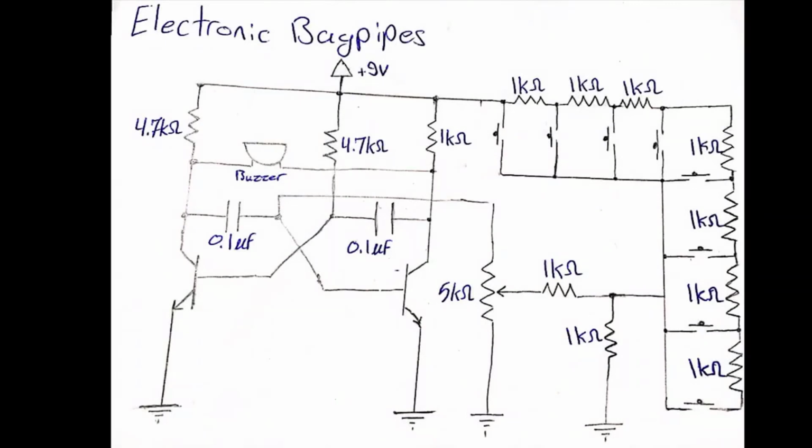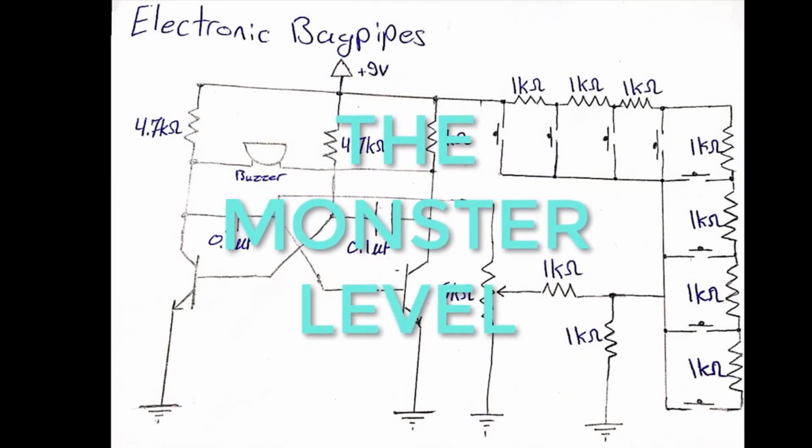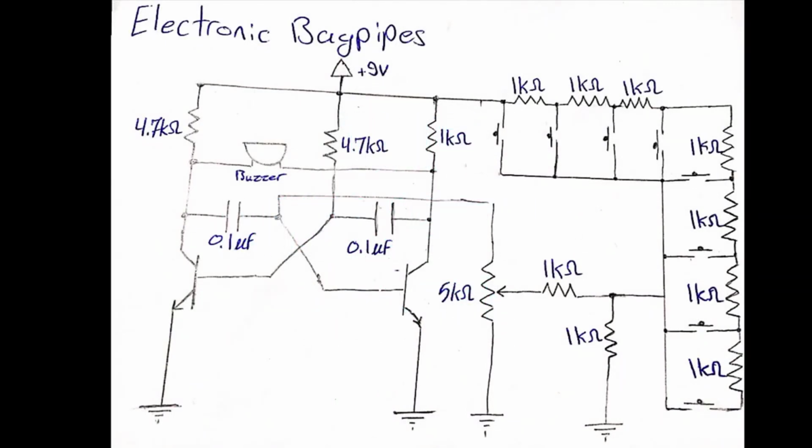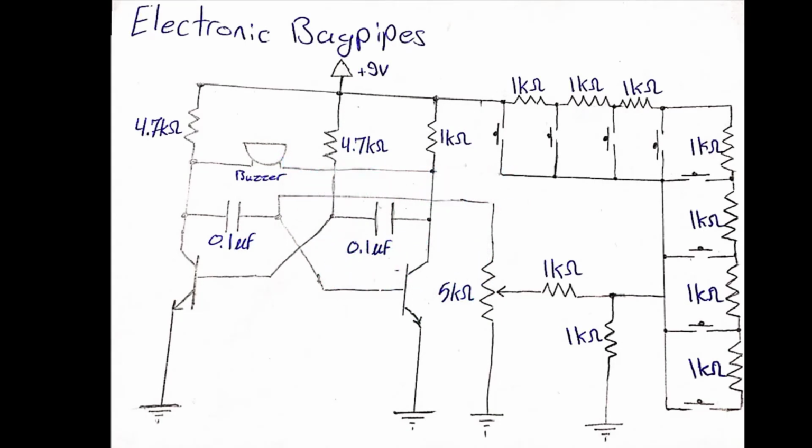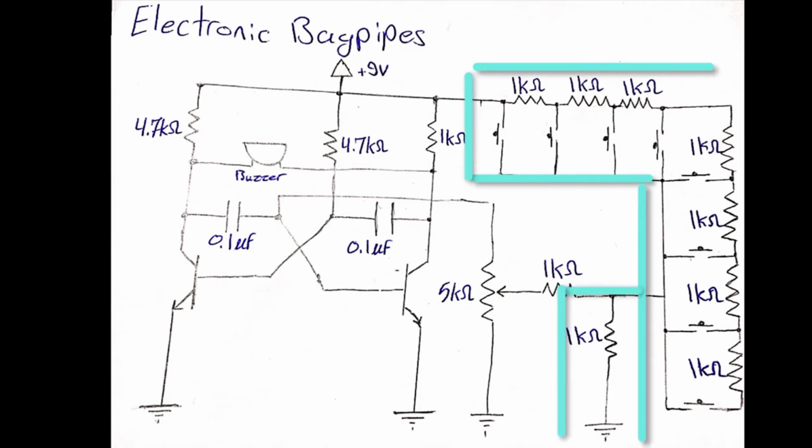Finally, we have reached the monster level. Alright, that was scary, but hold on. We have already covered everything related to this circuit, so no need to get scared, because the only extra thing we have here is a voltage divider and a potentiometer.